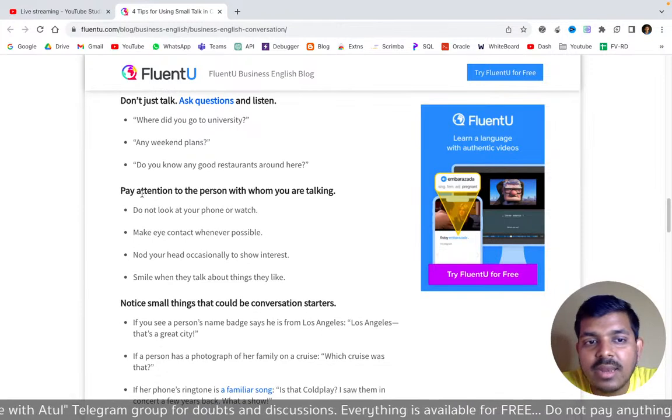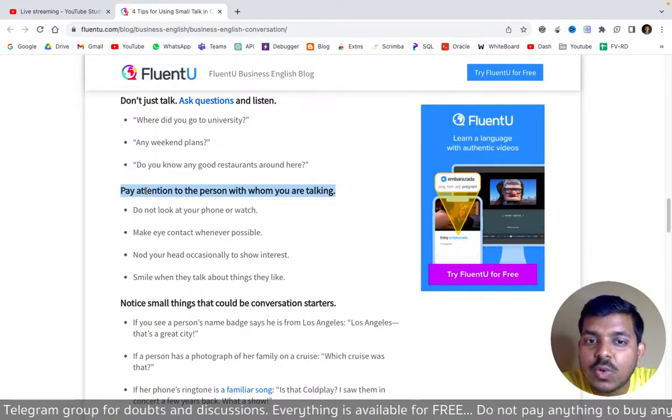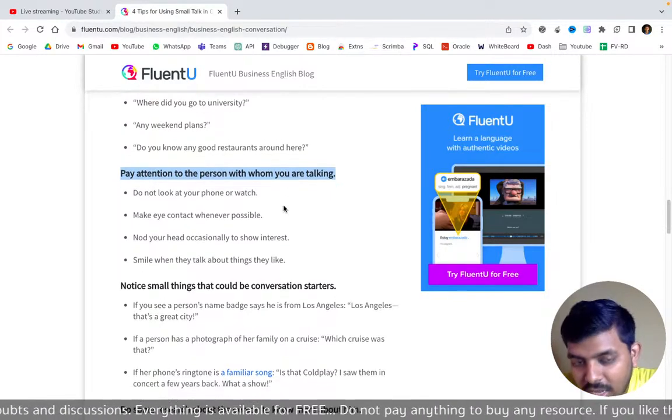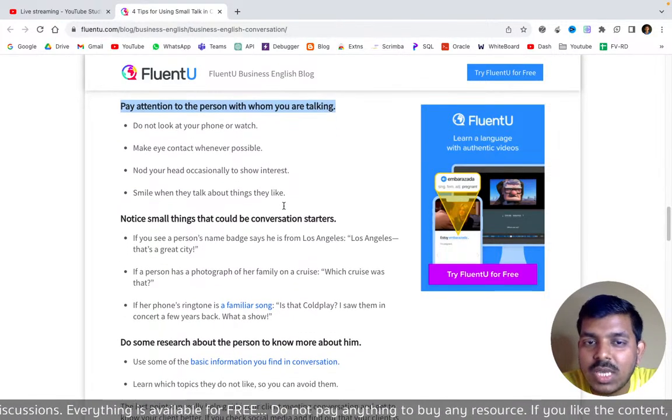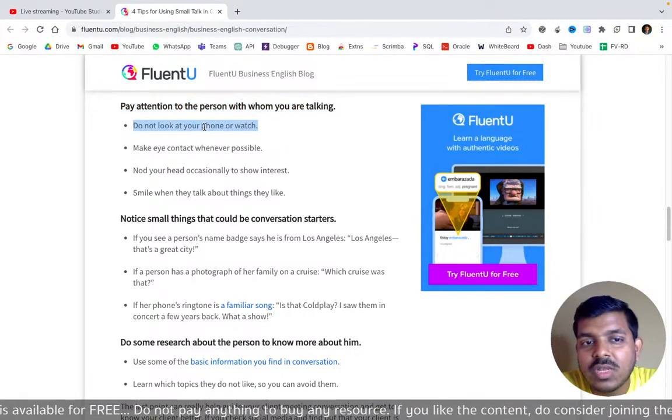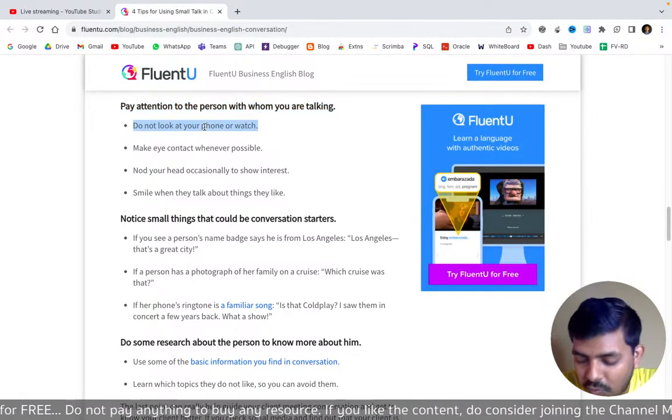There is another thing: pay attention to the person with whom you are talking. Now this is an interesting point. How can you not pay attention to the person with whom you are talking? Here is the very first point. You can see that you should not look at your phone or watch.